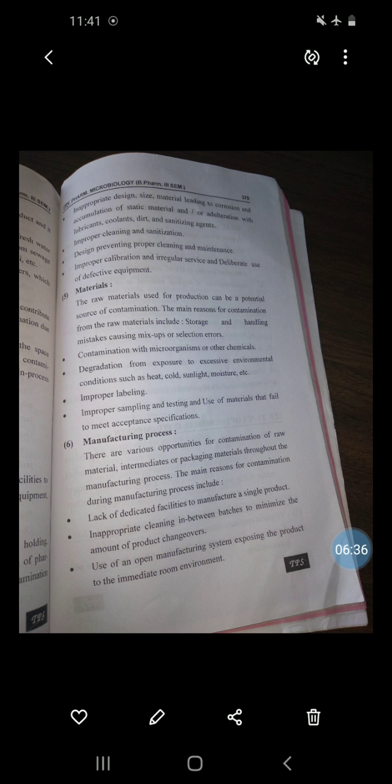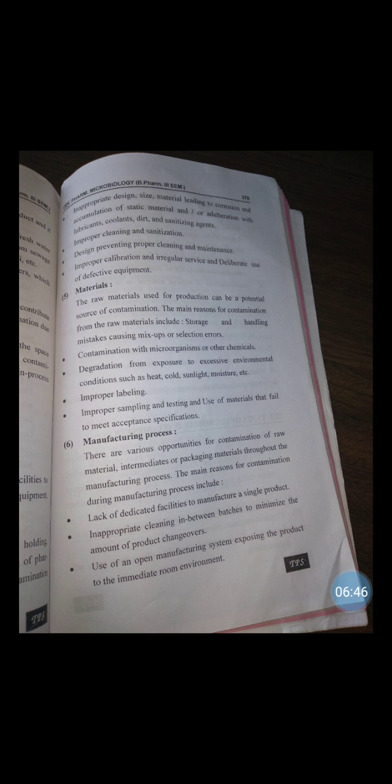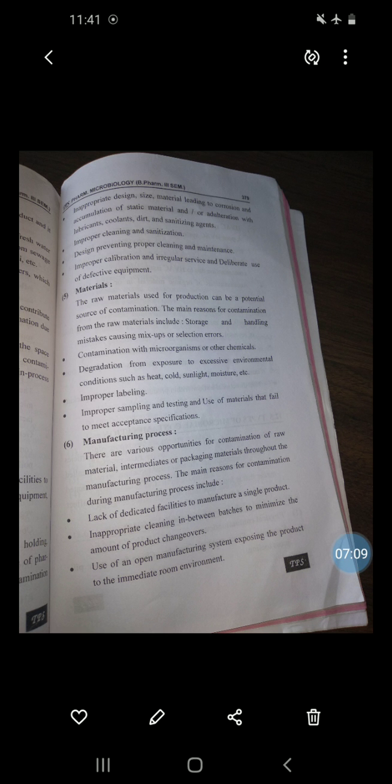The main reasons for contamination from the raw materials include first, storage and handling mistakes causing mix-up or selection errors. Next, contamination with microorganisms or other chemicals. Then degradation from exposure to excessive environmental conditions such as heat or cold, sunlight, or moisture. Then improper labeling, improper sampling, improper testing, and the use of materials that fail to meet acceptance specifications.